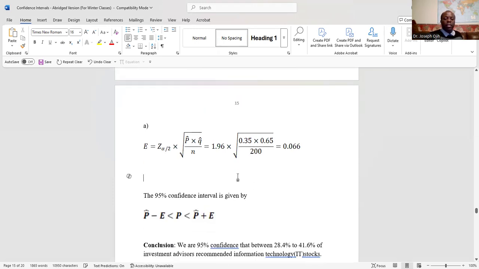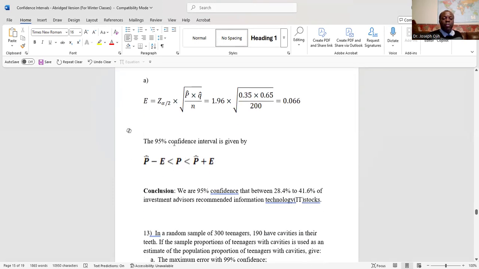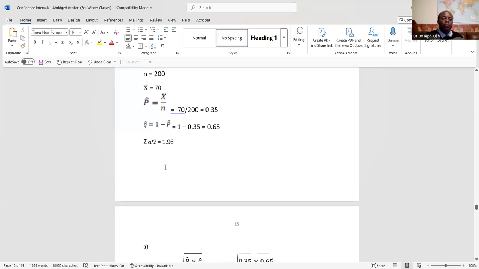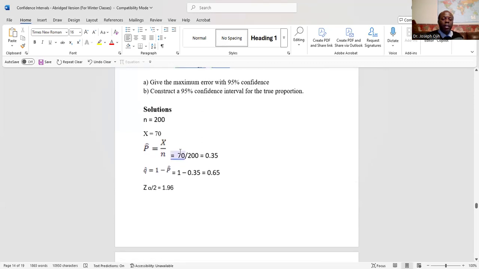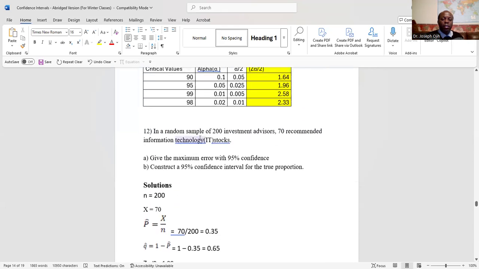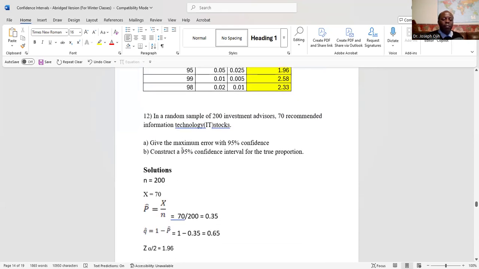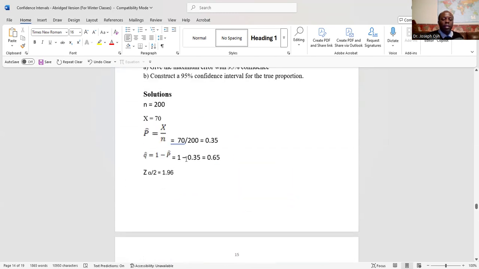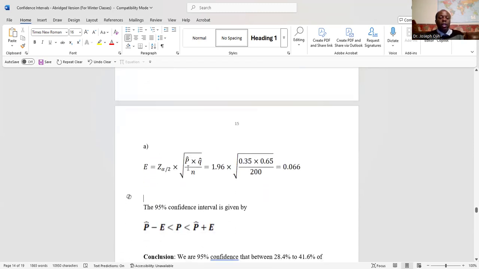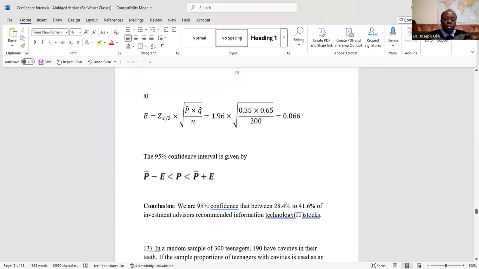Now, with this, we can find the 95% confidence interval using this formula here. P hat minus error less than P less than P hat plus error. So on the left side, you subtract error. On the right side, you add error. Our sample mean is... sorry, not sample mean. This is supposed to be P hat. P hat is 0.35 already.